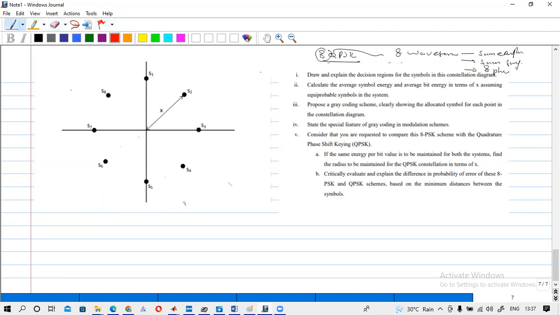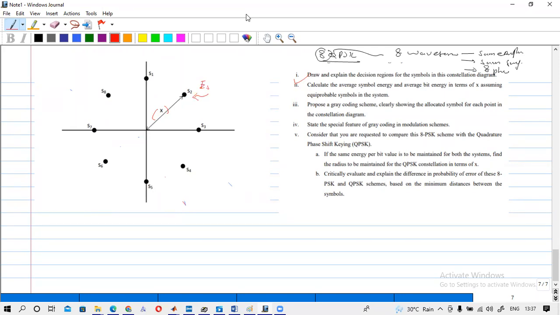I hope you can do this. Then calculate the average symbol energy and average bit energy in terms of x. So what is x? This is the x. So what is the symbol energy?